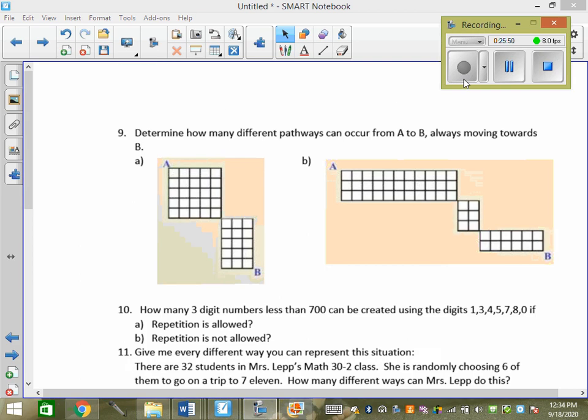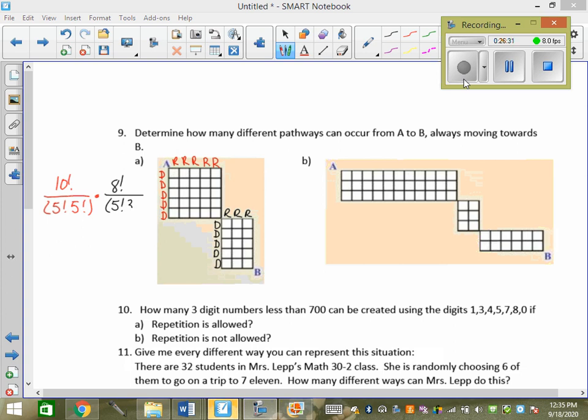Okay, for number 9, we're going to treat it like down, down, down, right, right, right, like the word "der." Remember this? So it's D, D, D, D, D, R, R, R, R, R. So how will we make that word? Well, it's 10 letters. So we go 10 factorial divided by 5 factorial for the D's, 5 factorial for the R's. Now we need those paths and we need the other ones. So we're going to multiply D, D, D, D, D, R, R, R. So we're going to do 8 factorial over 5 factorial, 3 factorial.